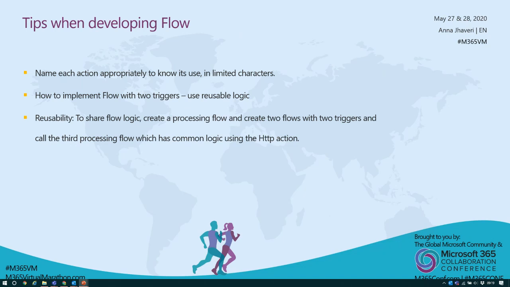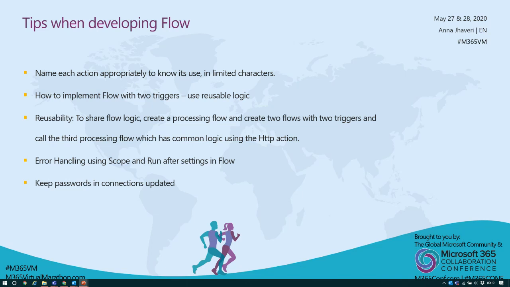So I showed you reusability today to share logic across flows: create one processing child flow, create two flows with two triggers, and then call the third processing flow, which has the common logic, using the HTTP action. Mind well, it is a premium connector, so you'll need the license to use it. Another tip is error handling, which we saw. Do error handling so you are on top of the errors which are occurring in your flow.